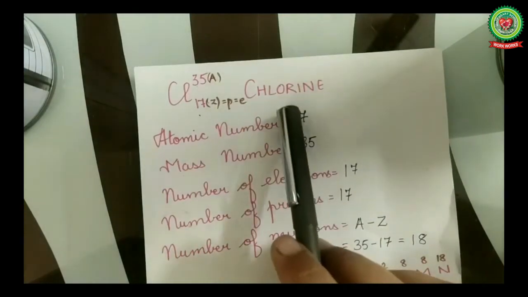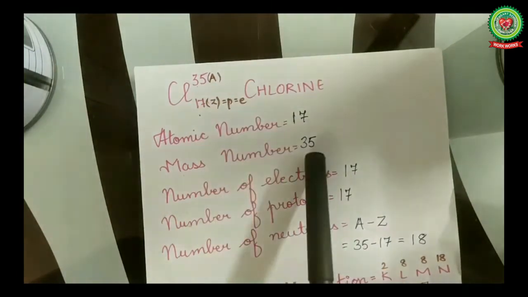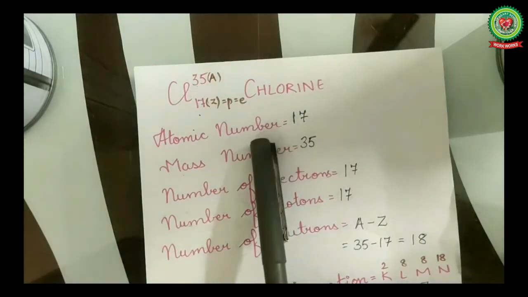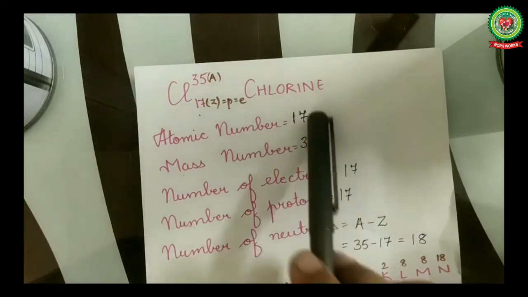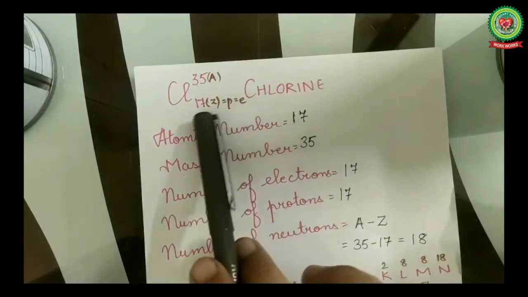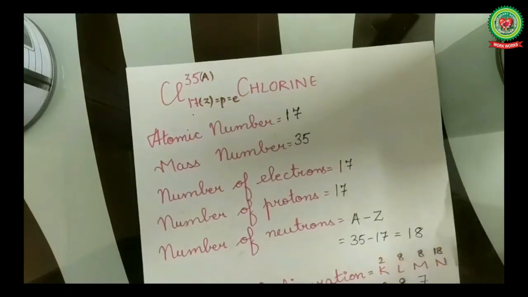Next is the orbital diagram for chlorine. Atomic number 17, mass number is 35. Number of electrons is equivalent to number of protons, which is equal to atomic number, will be 17. Number of neutrons, which is A minus Z, 35 minus 17, which is equivalent to 18. So number of neutrons are 18.